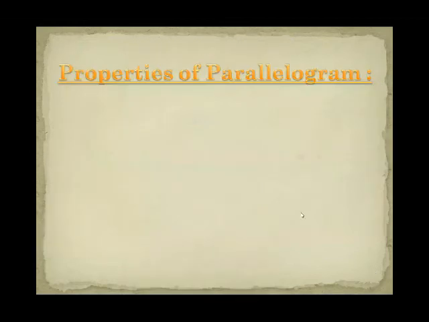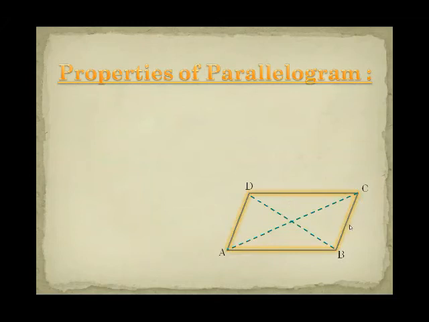Now here we are discussing some properties of a parallelogram first. Okay, this one is a parallelogram. As you see, students, we have four vertices, four angles and four sides. So this is called a parallelogram. In a parallelogram, both pairs of opposite sides are parallel.